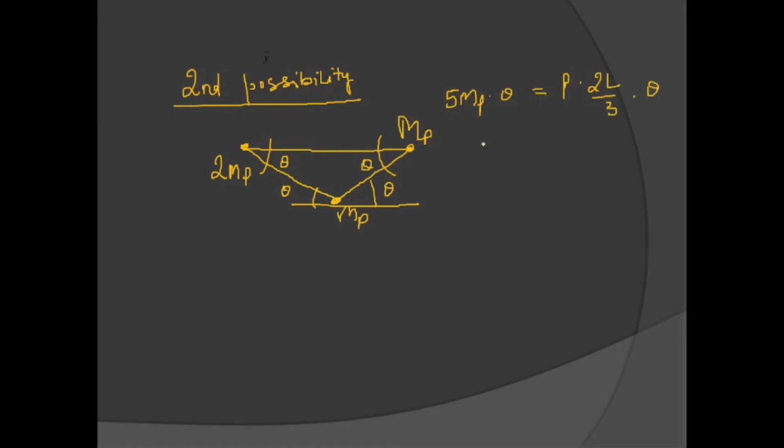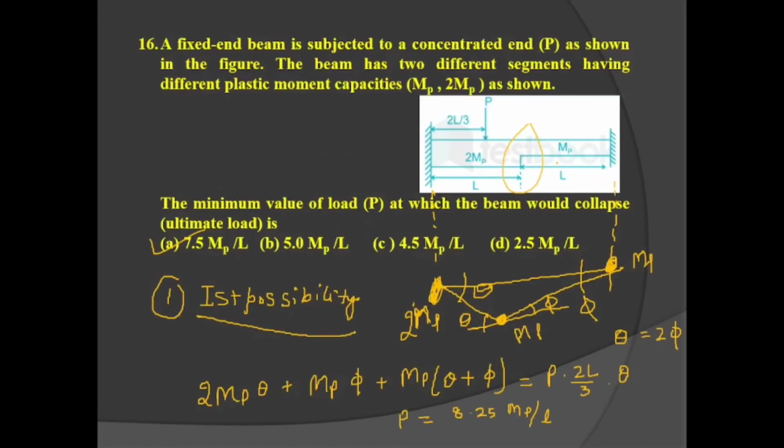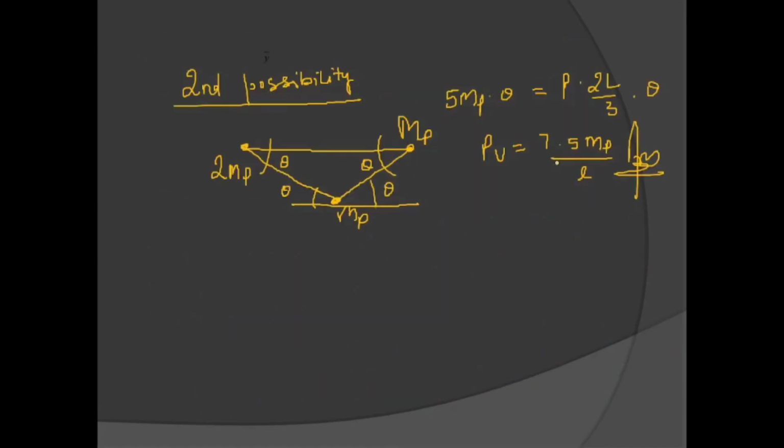After solution I found the value is Pu is equal to 7.5 MP by L. So the answer is 7.5 MP by L because the minimum value of the second and first possibility is the final value. So that is 7.5 MP by L.